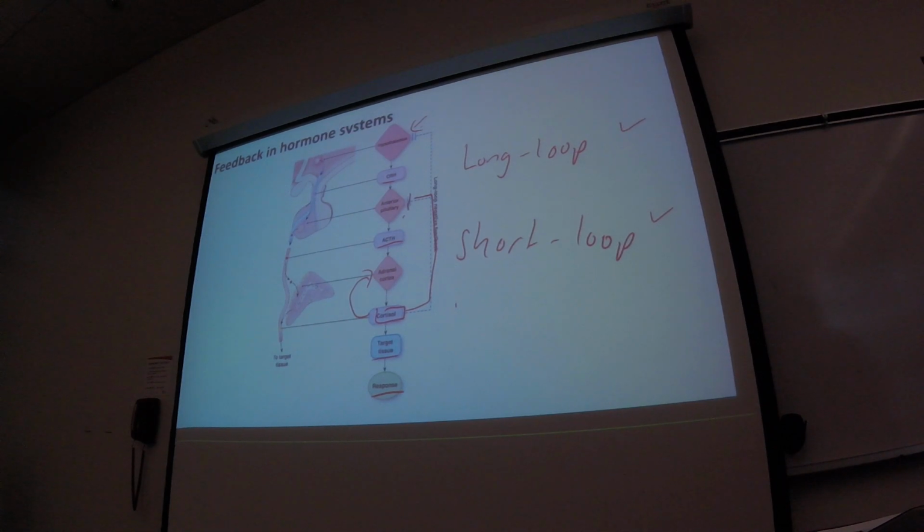More often than not, every system will have a short loop and a long loop negative feedback. Now, how is this different than a normal reflex loop? We've been looking at a lot of reflex loops. For instance, we looked at the parathyroid reflex loop that basically controlled calcium levels. How is this feedback loop different than that one?